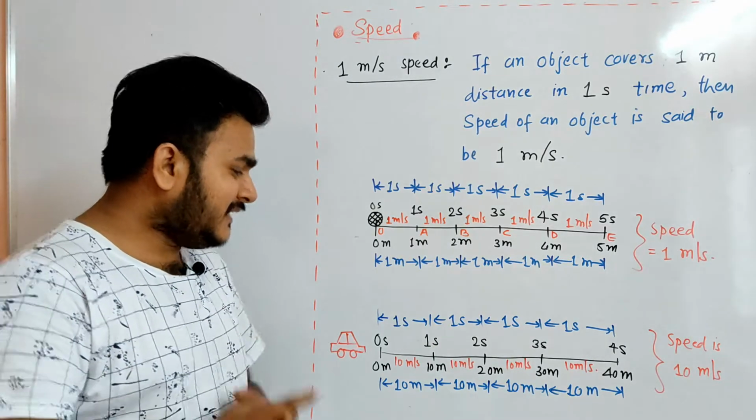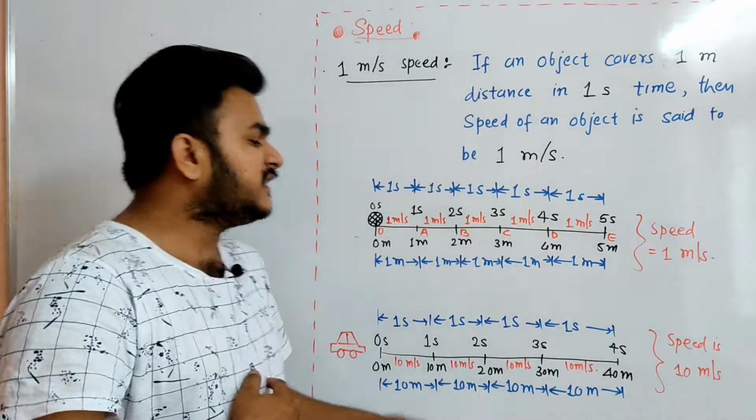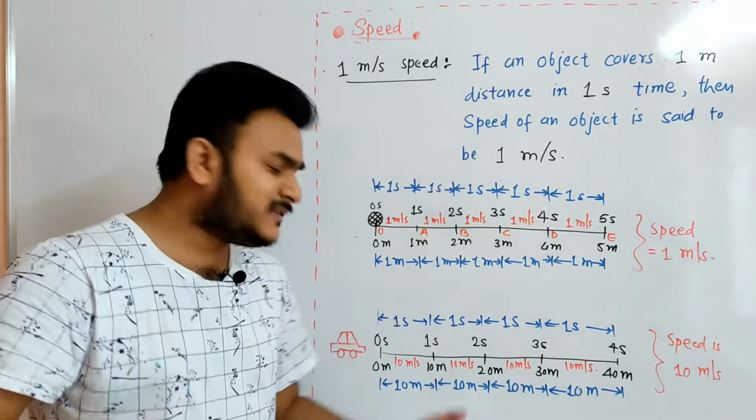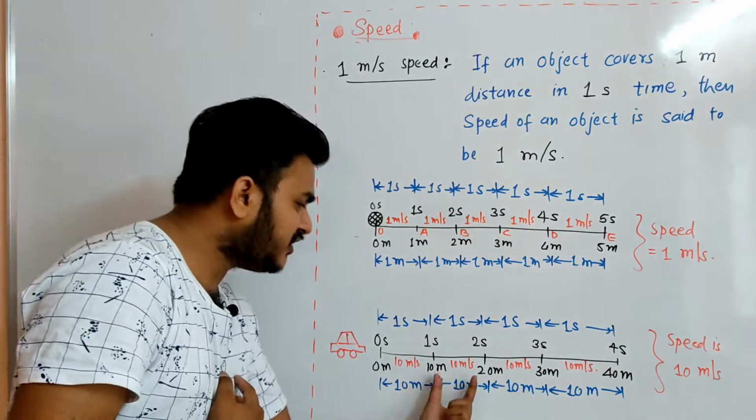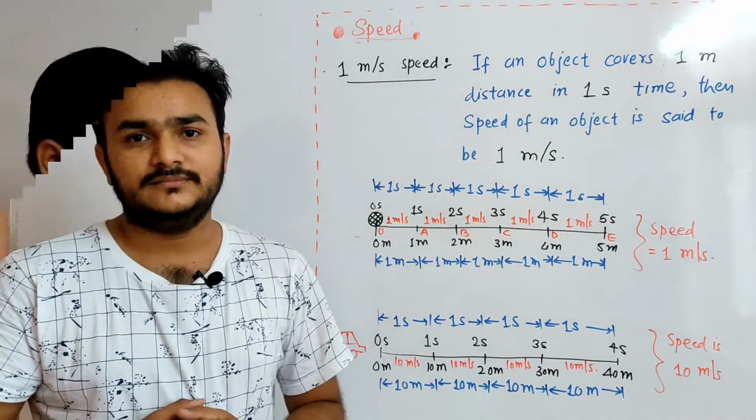You can see that the speed of the total journey, the entire journey, is also 10 meter per second, as well as the speed of each section, which also comes out to be 10 meter per second.